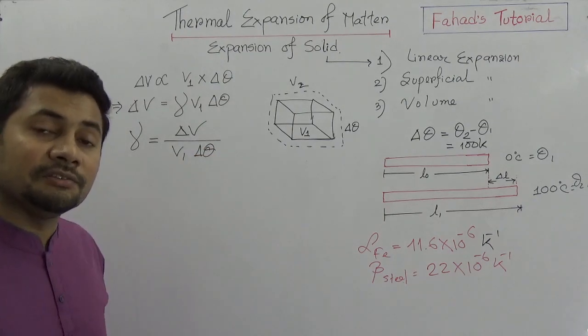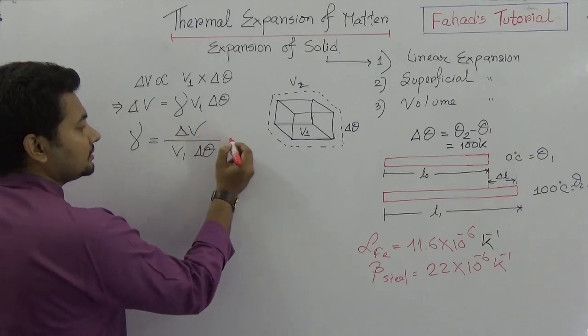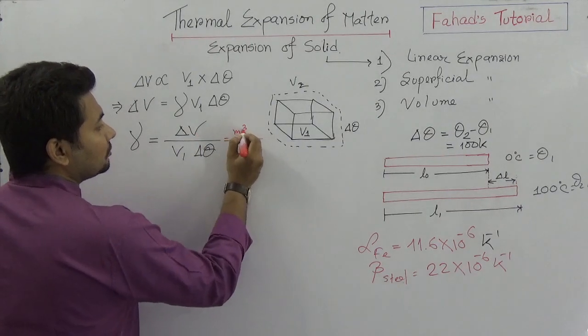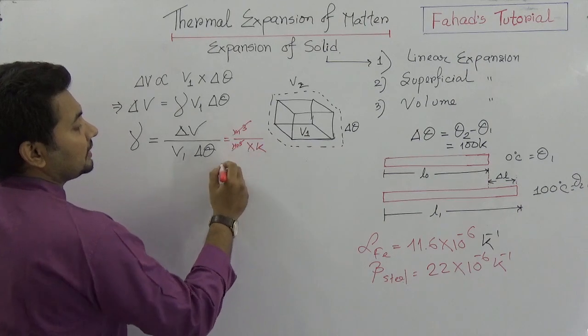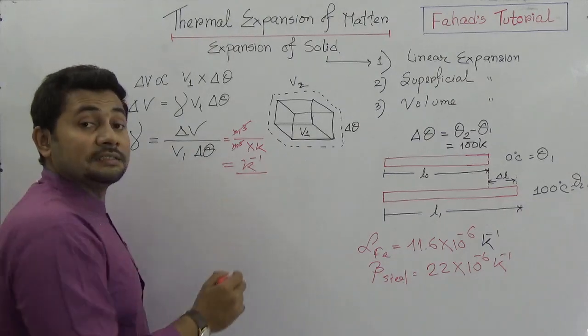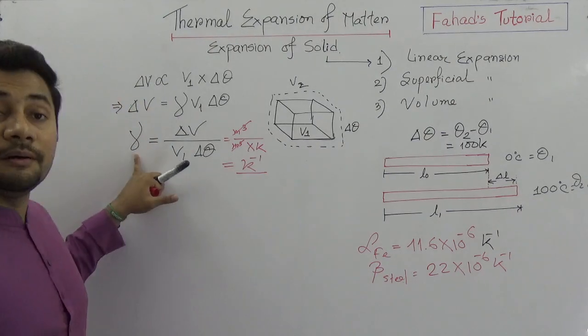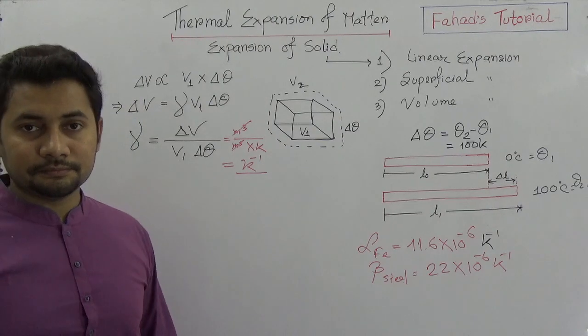And similarly, the unit of gamma is per Kelvin. This is actually meter cube, and this is meter cube times Kelvin. So we can say that meter cube vanishes from both sides. So per Kelvin is the unit of gamma, which is the coefficient of volume expansion.